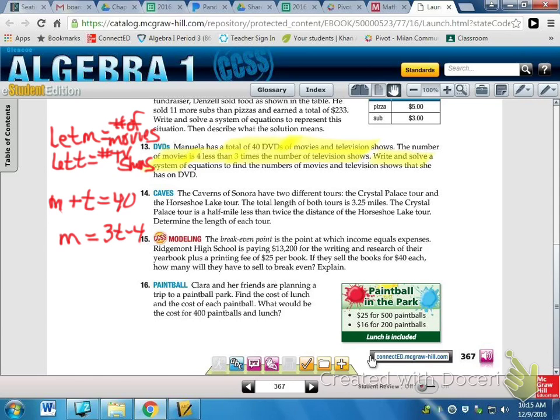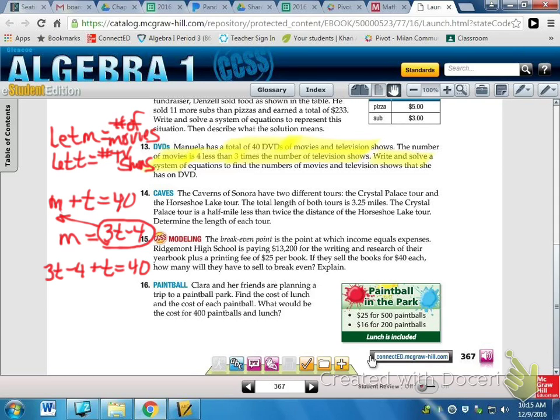Okay, we have a system, don't we? M plus T is 40. M equals 3T minus 4. Going by the rules that I just put forth on the other screen, which way are we going to do this, Avery? Substitution. Because we know what M equals. So we're going to take this 3T minus 4 and plug it in for M. So I'm going to put 3T minus 4 plus T equals 40. And then we got to solve that.